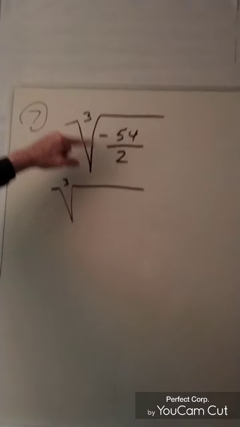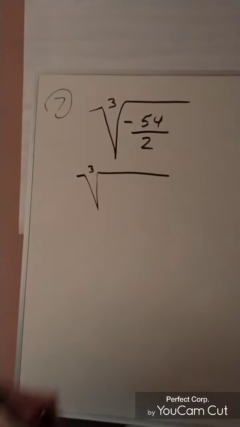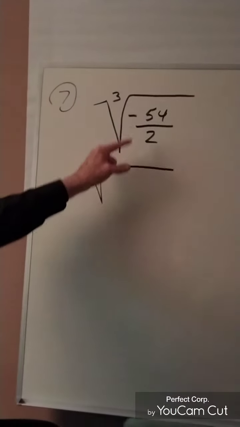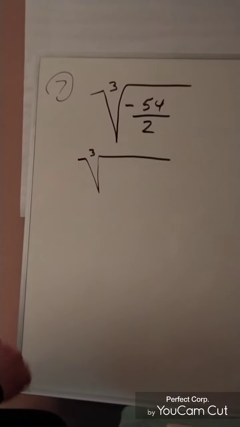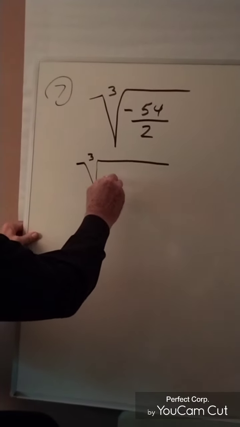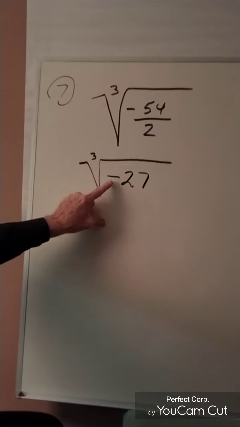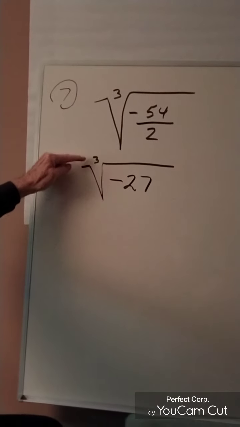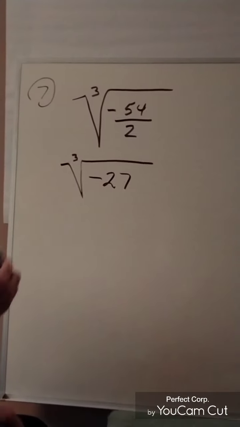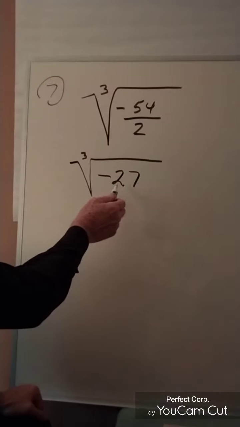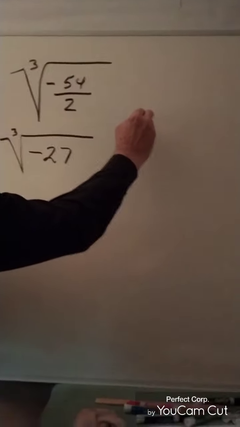The cubed root of negative 54 over 2. Can't have a fraction, but once again, that fraction can be simplified. 54 is evenly divisible by 2. Don't forget the negative. And the negative sign is definitely okay, because remember, if the index is odd, the radicand can be any real number, positive or negative. And I believe we know that 27 is a perfect cube, so I'm going to show the upside. It's not lengthy.